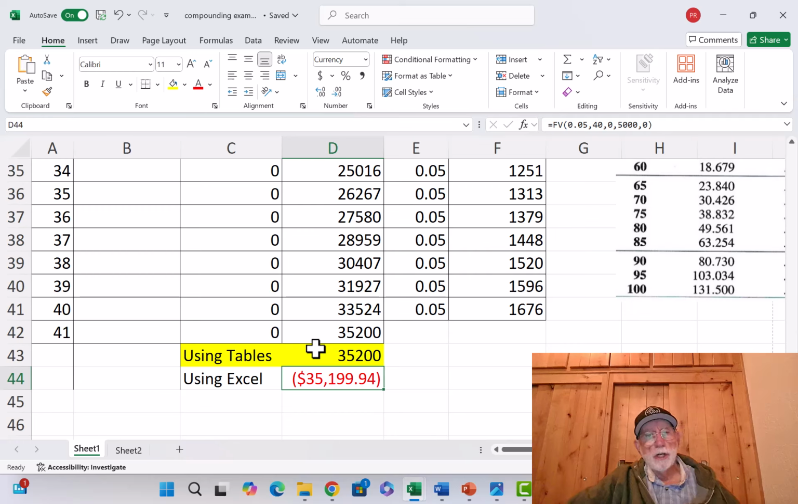So anyway, that was just a quick part 2 to show you that yes, we can use brute force and just simple cell logic to get compound interest results, but you will be using tables and Excel functions for the most part, and probably on your projects and in your future work life, we'll be using Excel.